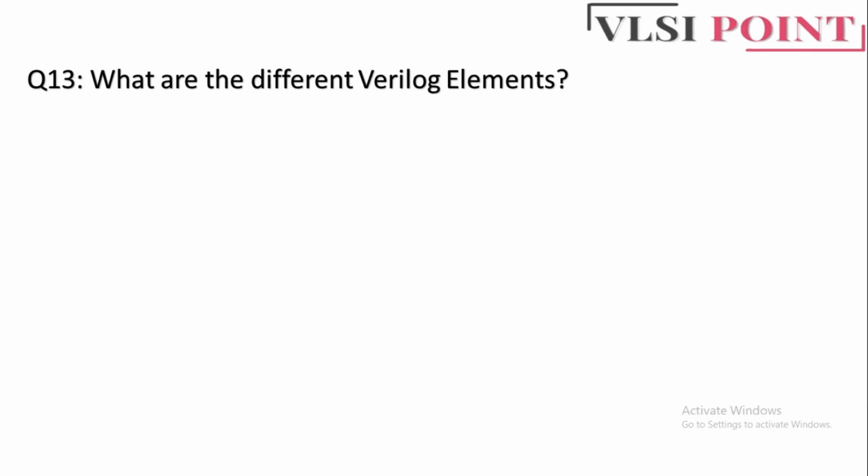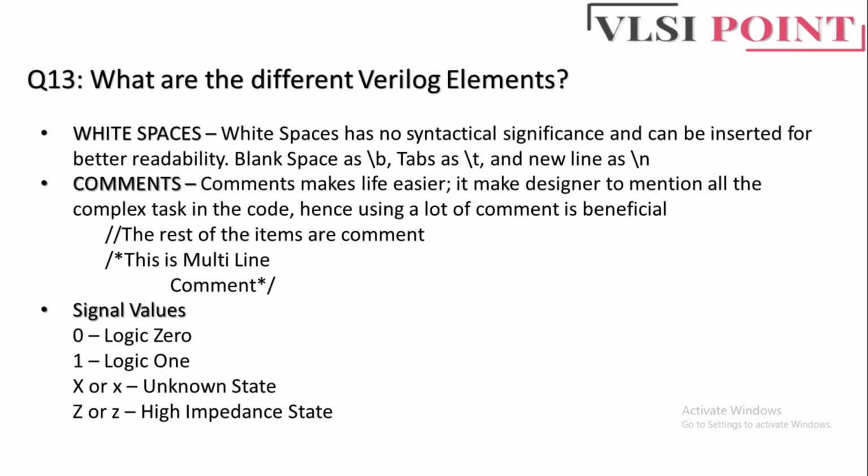So the next question is, what are the different Verilog elements? Already in our Verilog lectures, we have discussed the different Verilog elements in detail. You can watch those videos. Basically we have white space, comments and signal values as different elements. White space means you can use \b, \t, \n respectively for the blank space, tabs and new lines.